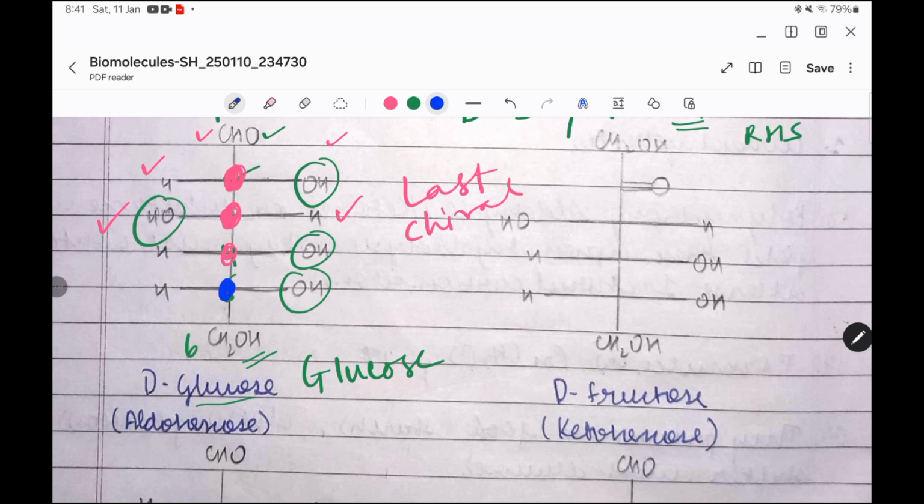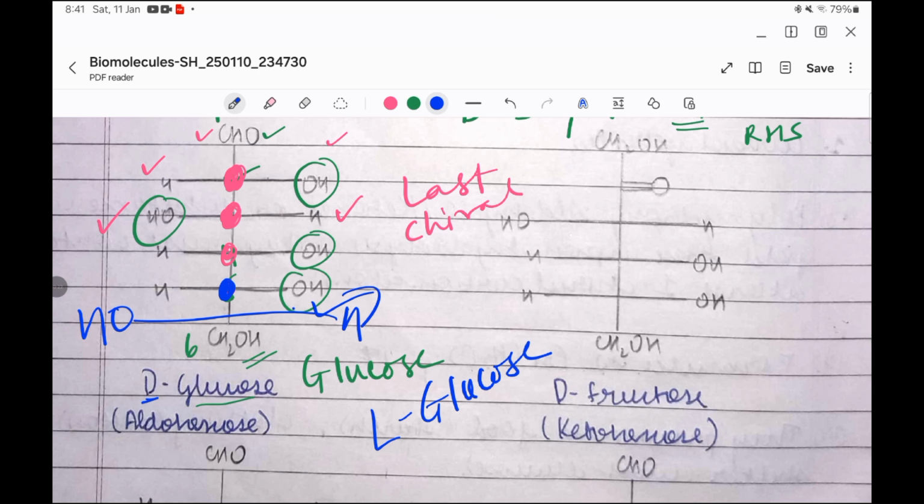So where is the OH in the last one? It is on the right side. So it is going to be called the D sugar, so the D-glucose. And the same thing, if I just reverse it, and put OH on that side and H on this side, it becomes your L-glucose, right? So there are 2 types of carbohydrates, the D and the L, and all the naturally occurring carbohydrates will have the D configuration, whereas the L ones are the man-made ones.